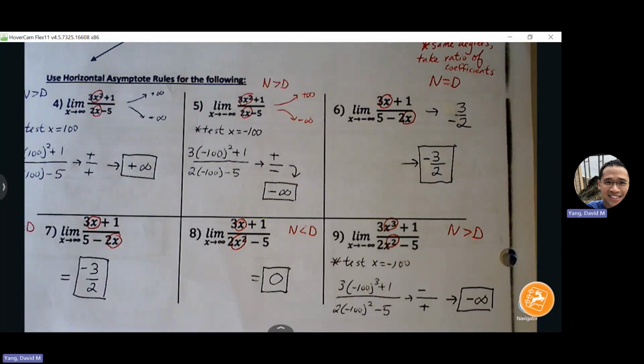For number 8, my degree in the denominator is higher. That's the easiest one. It's always going to be 0. There's not going to be any variations to that. And then number 9, my degree is higher than numerator. I'm headed towards negative infinity. So test -100 to choose between negative or positive infinity.